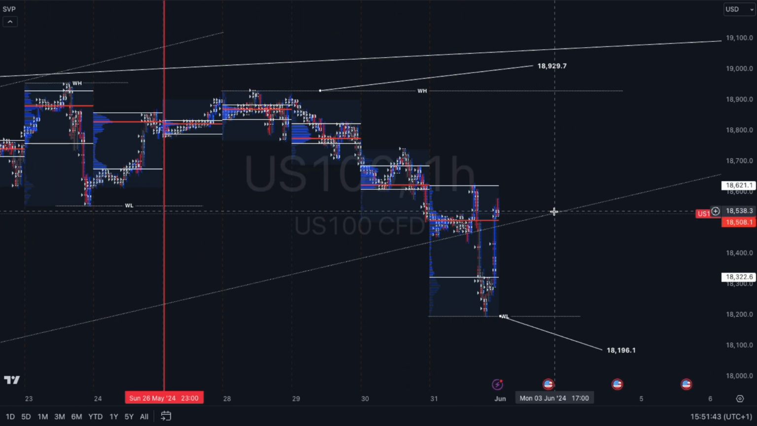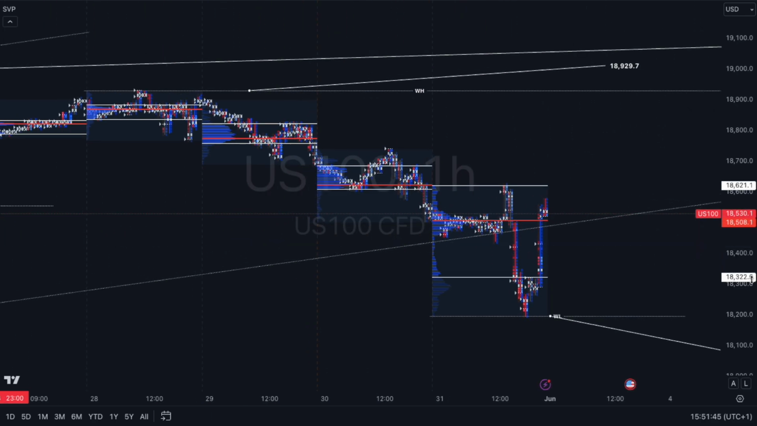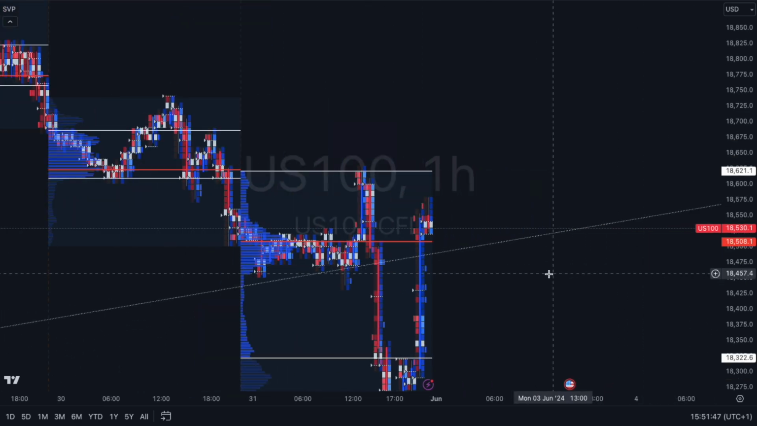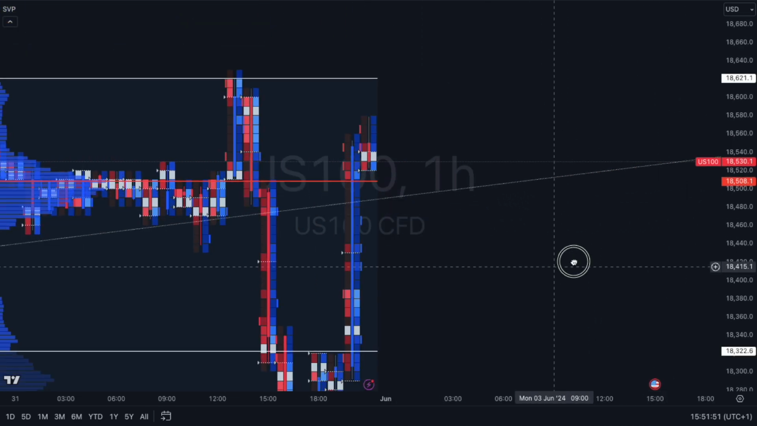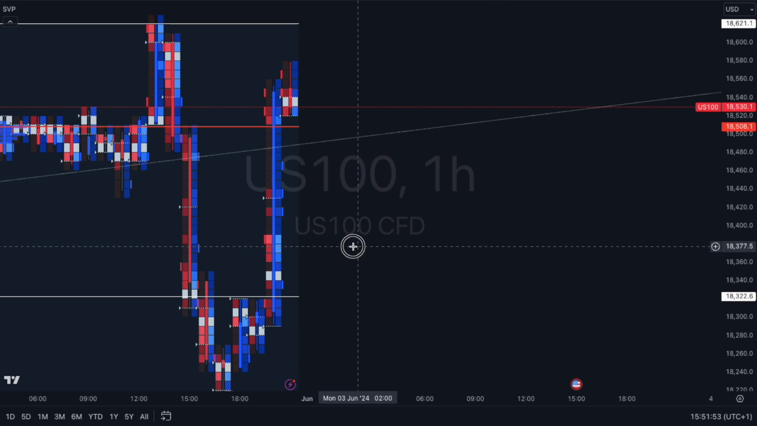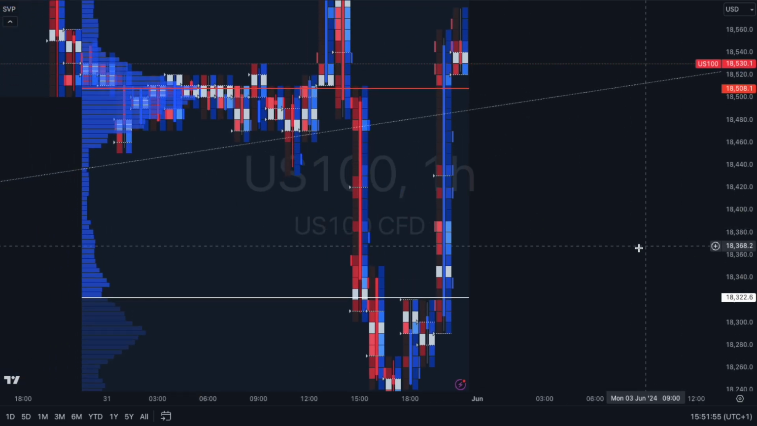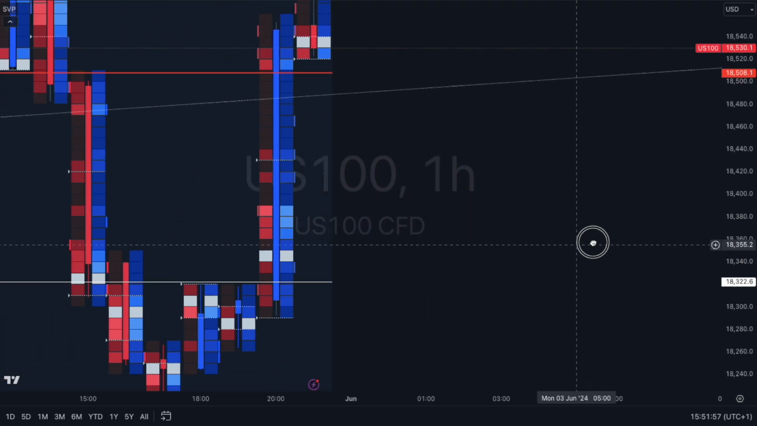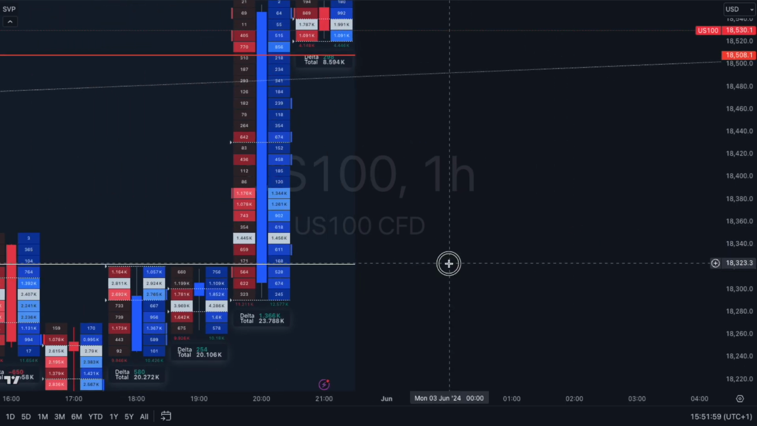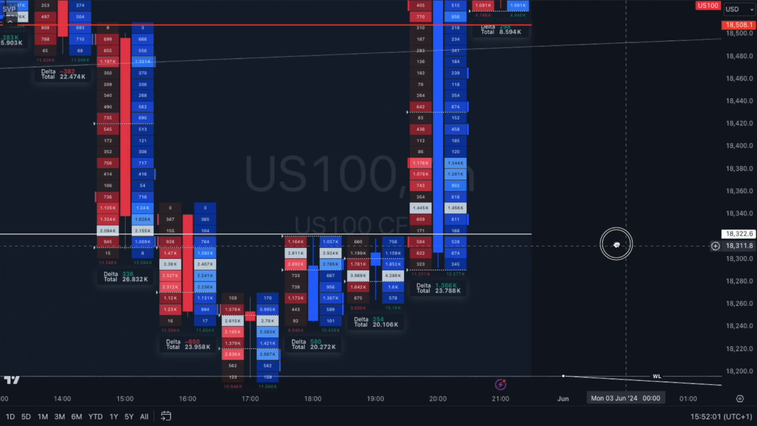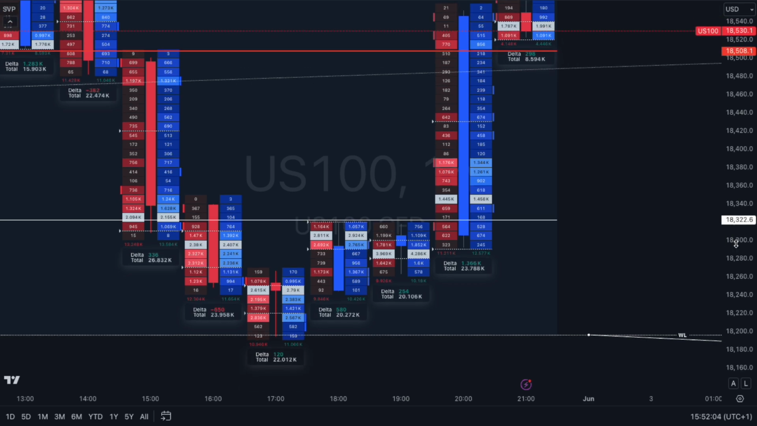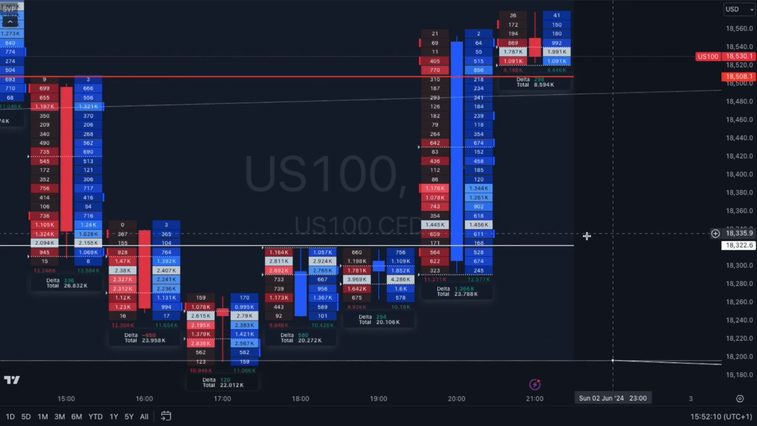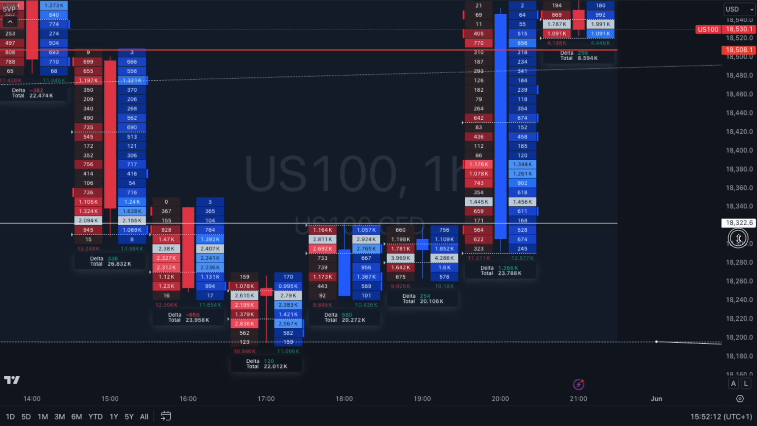Now, if I zoom in closer, you're going to see exactly what I mean. What volume footprint chart actually does is show you all the active trades in the market. So this is not pending orders, these are active orders executed in the market, so market buys or pending orders that have been triggered. These are all active orders in the market, and we can see all of the positions that people have in the market right now.